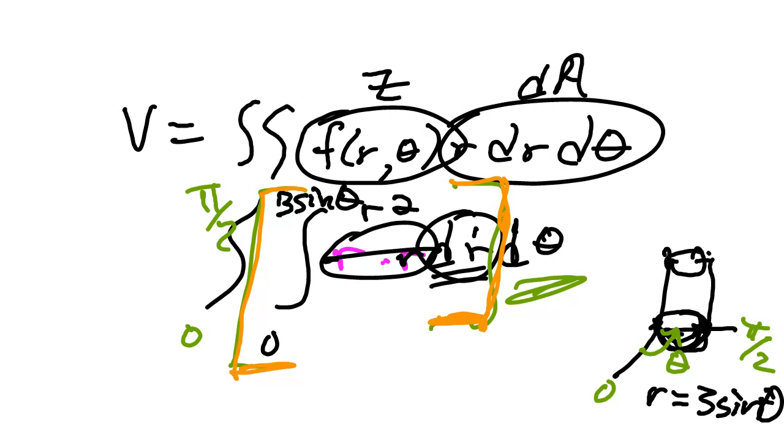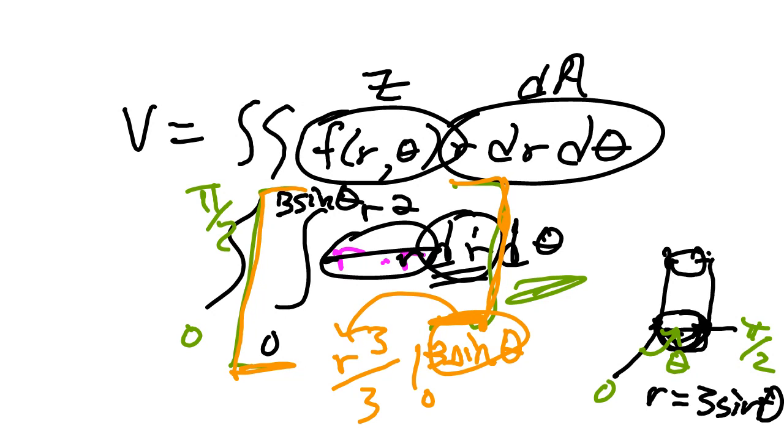Okay, so long story short, it's pretty easy to take the antiderivative of r squared with respect to r. It's r cubed over 3, evaluated from 0 to 3 sine theta. Plugging 3 sine theta in, we get 27 sine cubed theta, which is not very fun to take an antiderivative of. But since the book does it for us, we're going 0 to pi over 2, and 27 over 3 is 9, right? So I'm going to pull that 9 out front.